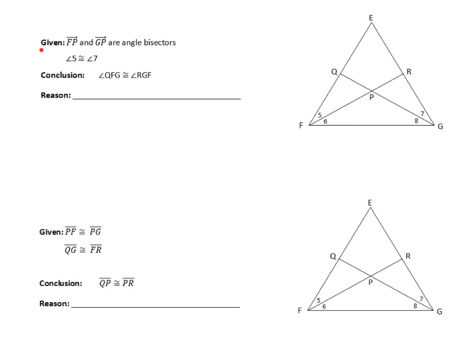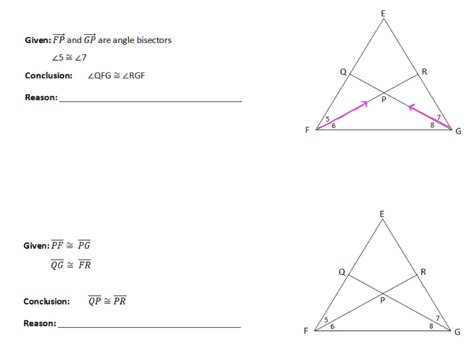So first, our given is FP and GP are angle bisectors. So let's find FP. So here is FP right here, and GP is right here. Well, that was kind of sloppy. All right, I just redid that a little bit cleaner. So do you guys remember what angle bisectors are? Angle bisectors tell us that you take an angle and you bisect it into two congruent pieces.